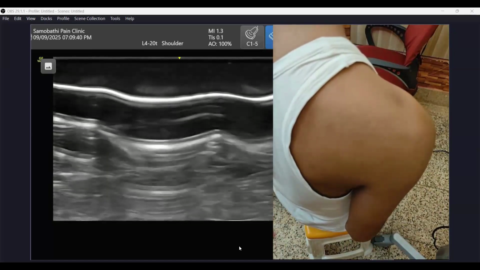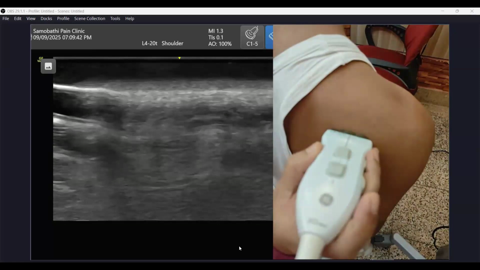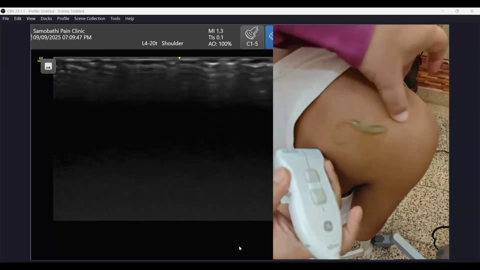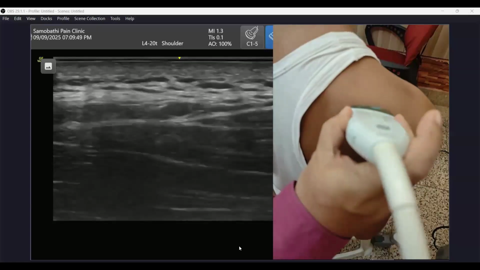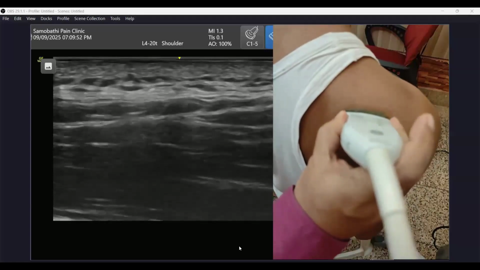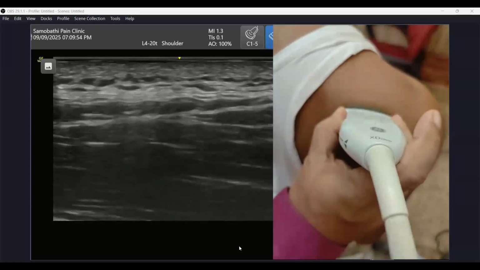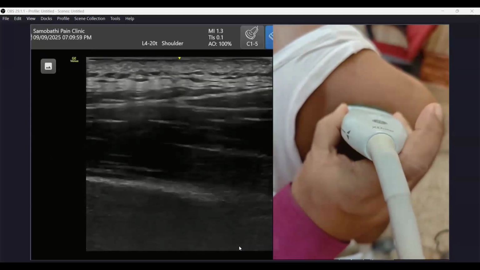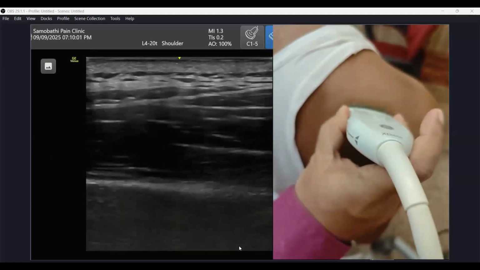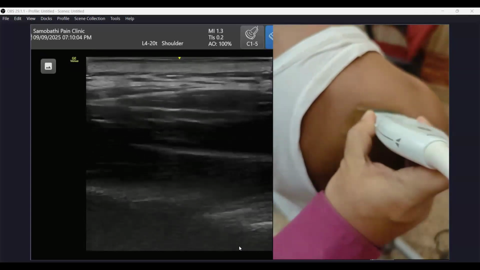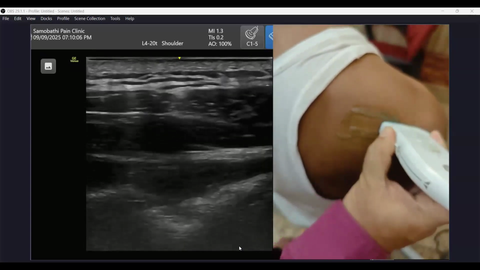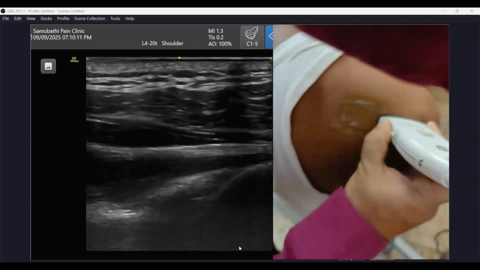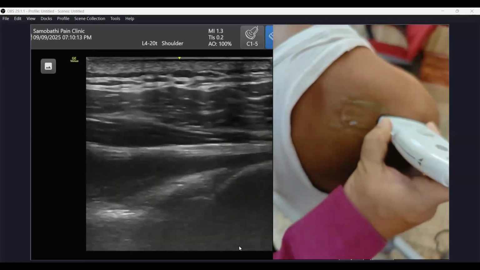So first I will see the infraspinatus. I can palpate the scapular spine. So this is the scapular spine. Just below the scapular spine, everything I see is infraspinatus, nothing else. Here the only important thing is I have to increase the depth a bit, as this part is a bit deep. So now what I am seeing is the infraspinatus area only. If I show you, okay, increase the gain.